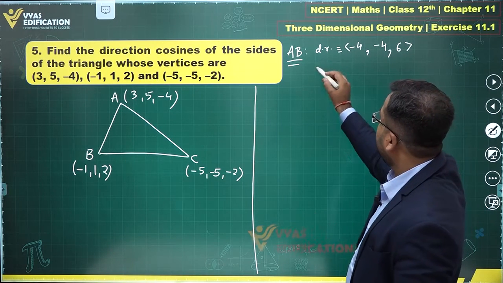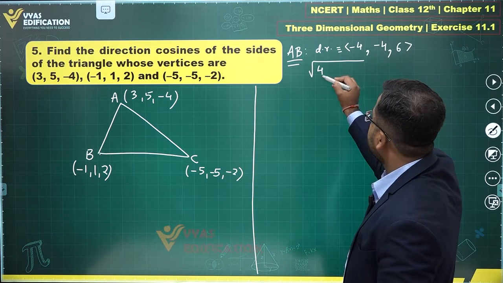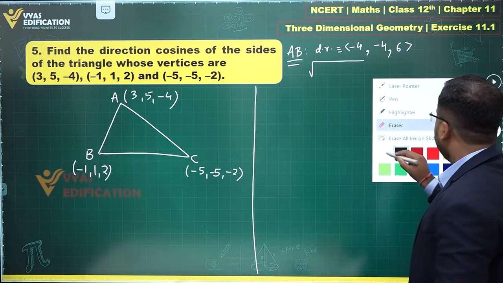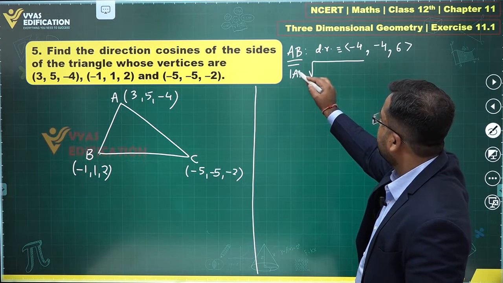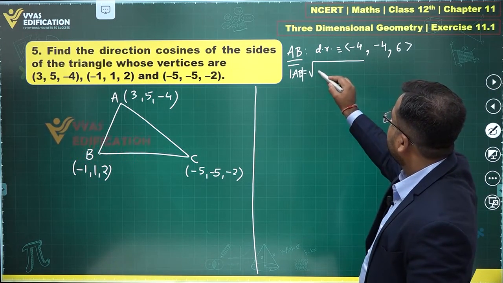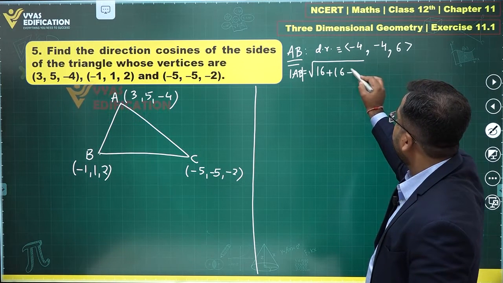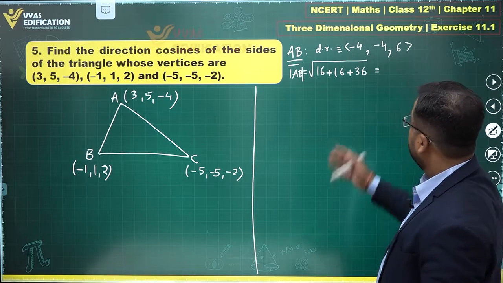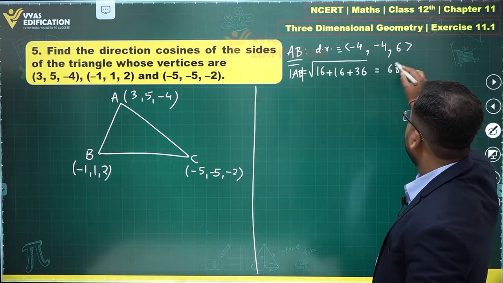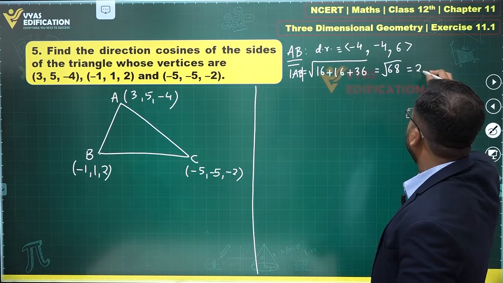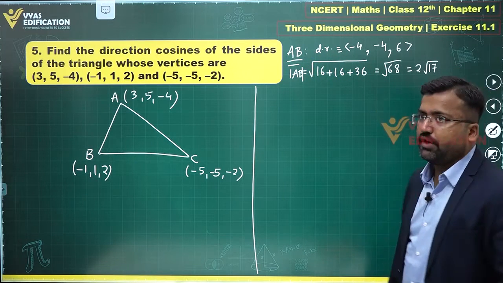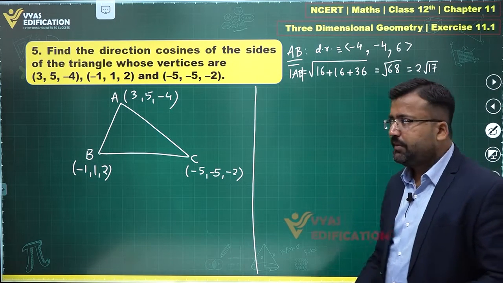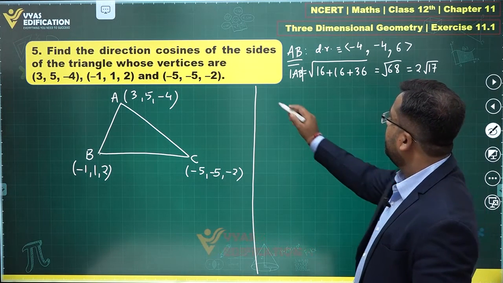Okay, and the magnitude has to be found. This is 4 square, which is actually 16, let me write 16 directly over here. Magnitude of AB, that is what is important. What is that? 16 plus 16 plus 36, that is equal to root 68, which is 2 root 17. This is what you get, right? 68 is 4 times 17. Square root of 4 will be 2. 2 comes out, 2 root 17.